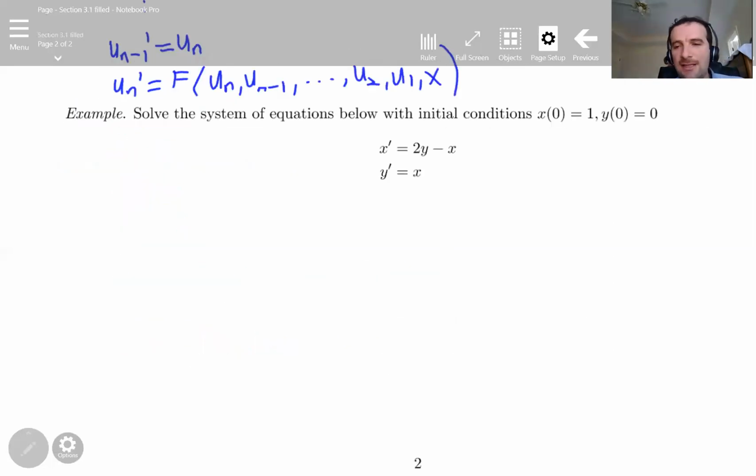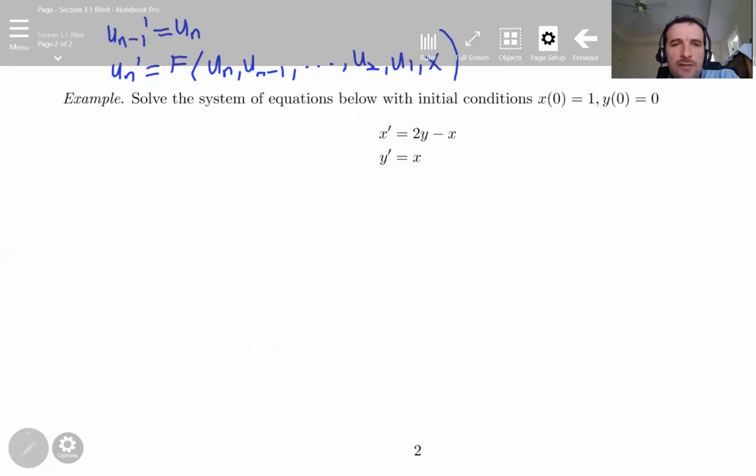Let's look at the next and last example in this section. Let's solve the system of equations below with initial conditions x of 0 is equal to 1 and y of 0 is equal to 0. And I can reverse the process. In this case, I have two first order differential equations, and I can rewrite these two ODEs as one second order differential equation.